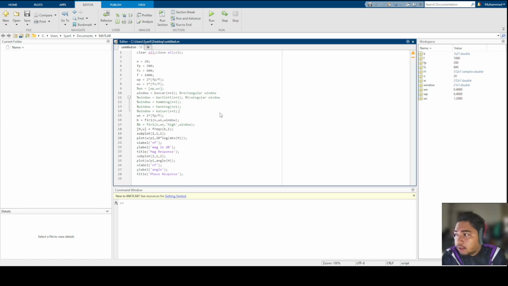Today I will explain the output of all these command windows: Boxcar, Bartlett, Hamming, Hanning, and Kaiser. This command is for the low pass filter, and this one is for the high pass filter. At first I will do the rectangular window, the boxcar command, for the low pass filter.